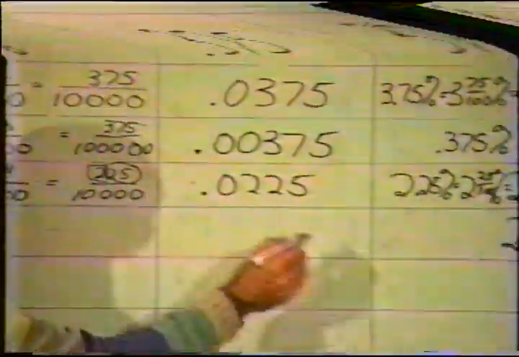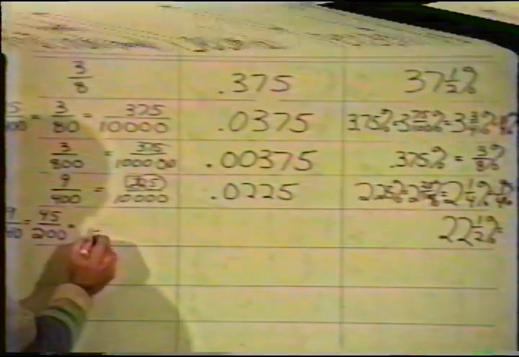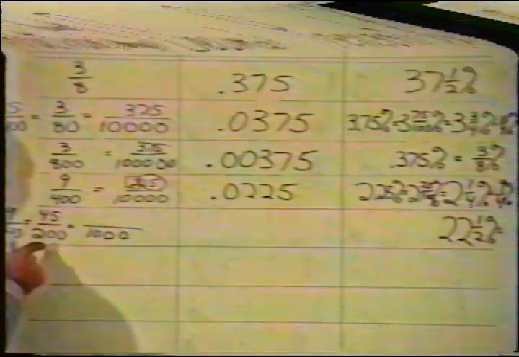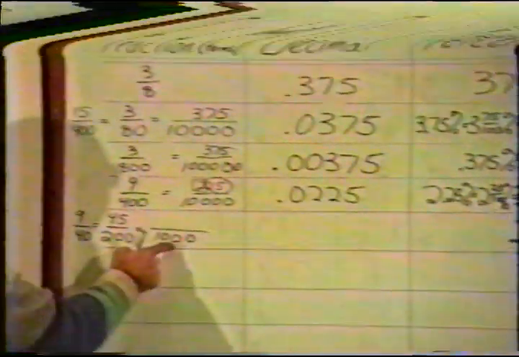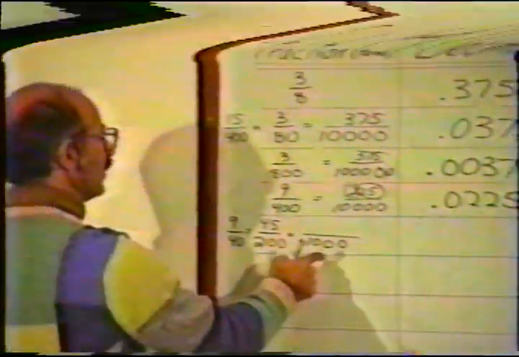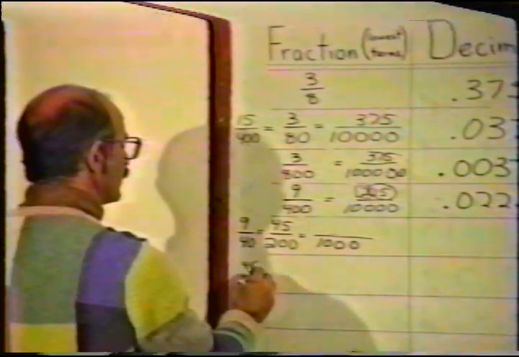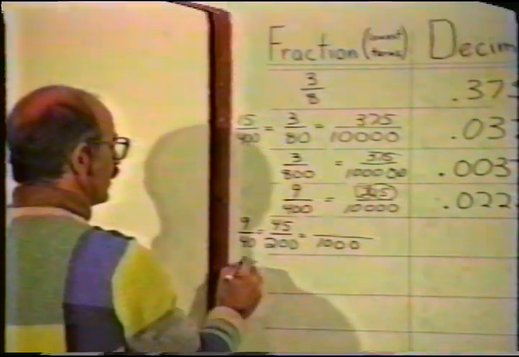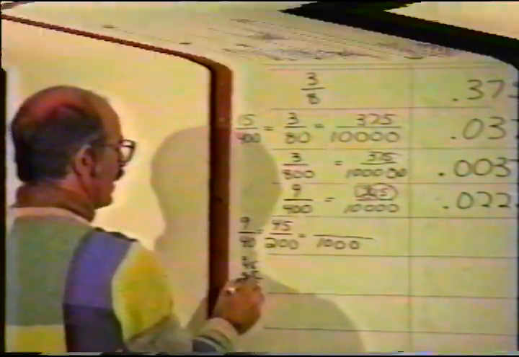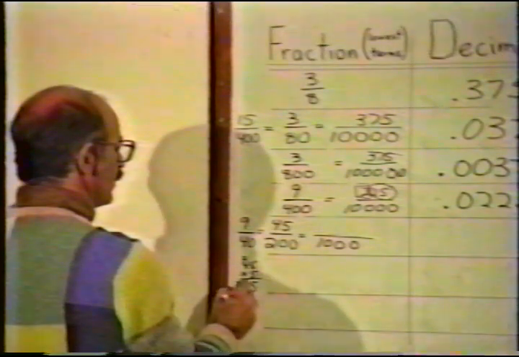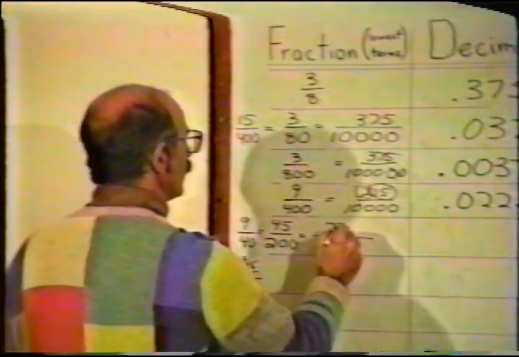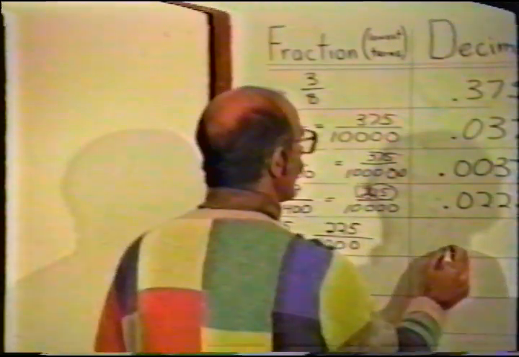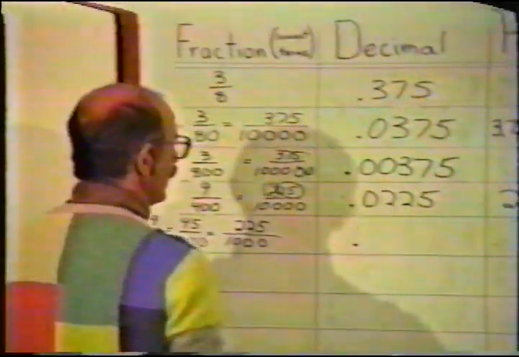Let's go this way this time. Let's raise it up to a fraction with 1,000 on the bottom. How many 200s are there in 1,000? 5. And 45 times 5. 5 times 5 is 25. Carry the 2. 4 times 5 is 20, plus 2, 225. 225 thousandths. How do I write that as a decimal?